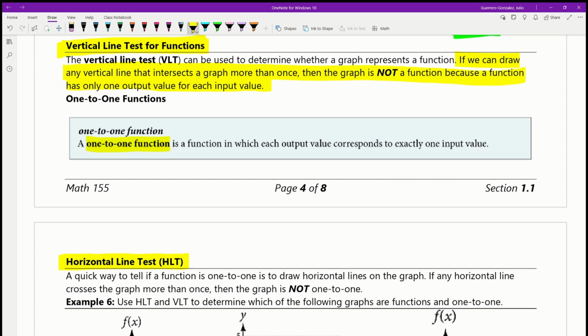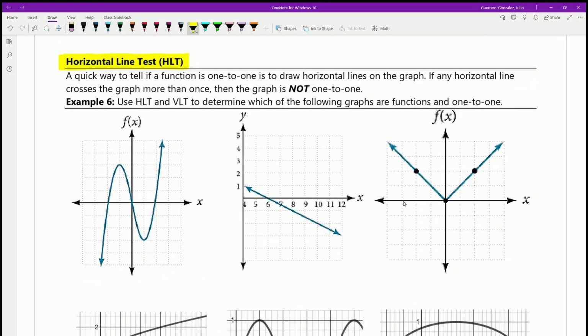Okay, a quick thing before we move on: a one-to-one function still has to be a function. So if you have something that doesn't even count as a function, it won't be one-to-one anyway. Let me go through some examples. Determine which of these are one-to-one. First of all, determine which ones are functions, and then determine which ones are one-to-one. We're only going to use the horizontal line test and the vertical line test.